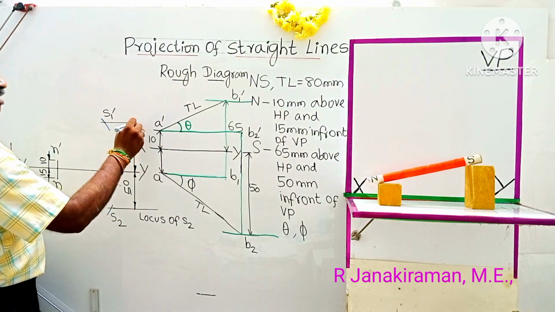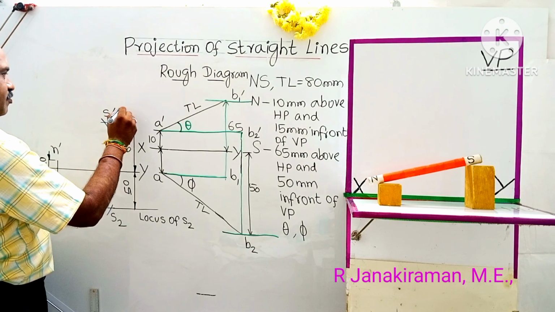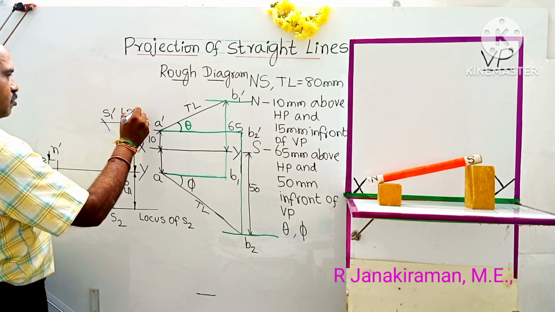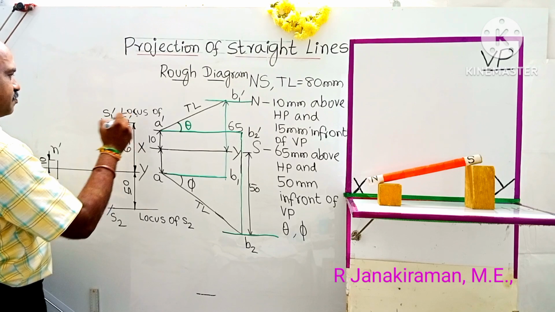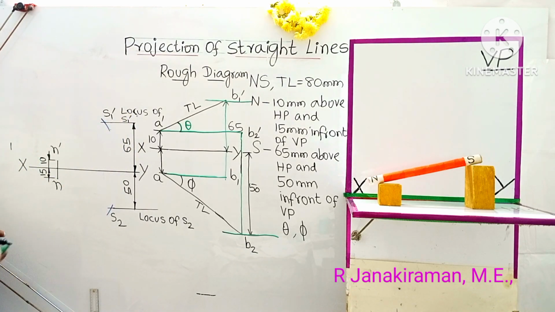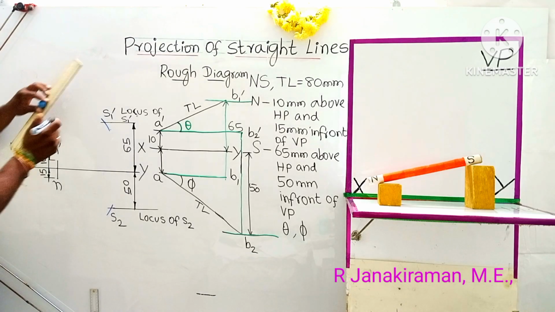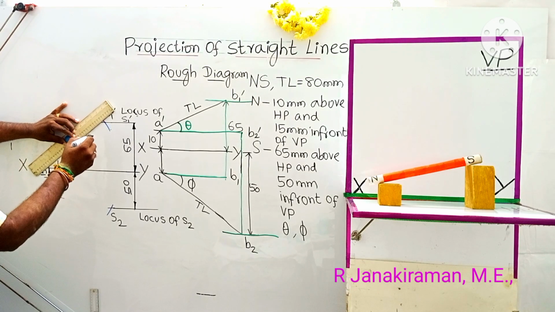Similarly, this horizontal line is this. This is that green color line, what is called the locus of S1 dash. Okay. So next you have to join the true length given as 80 mm. The gap is 80 mm. By freehand scale you can do this construction work.